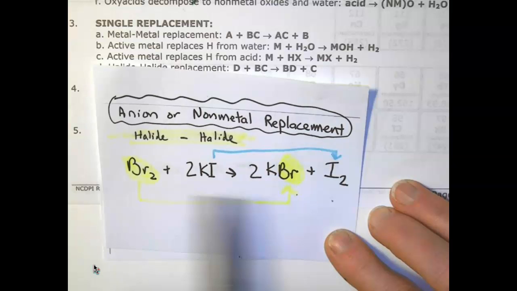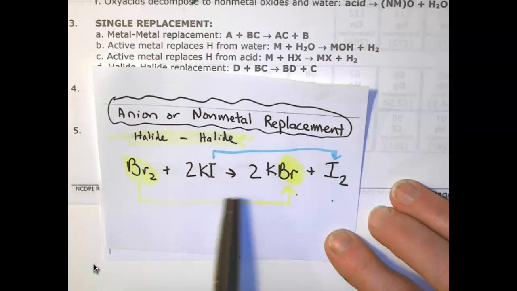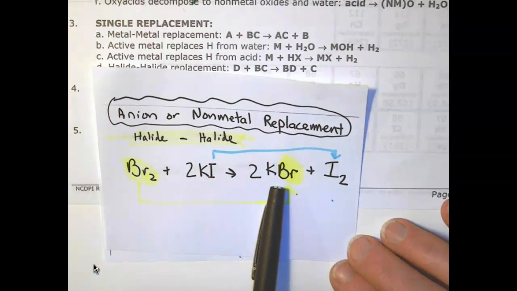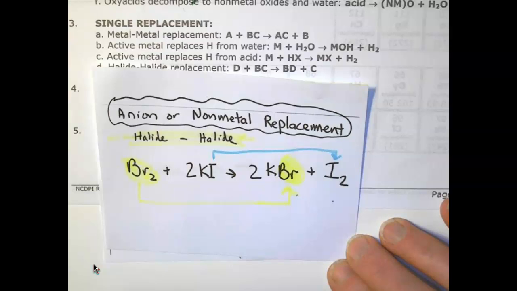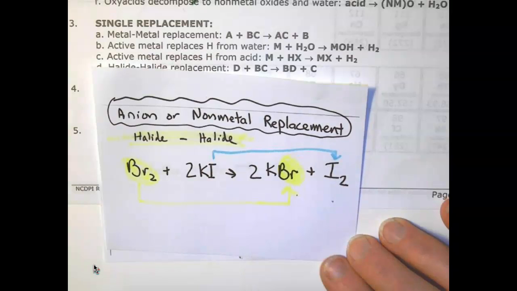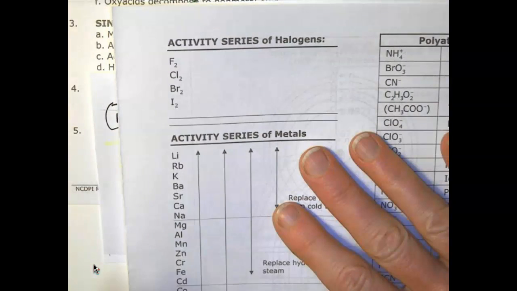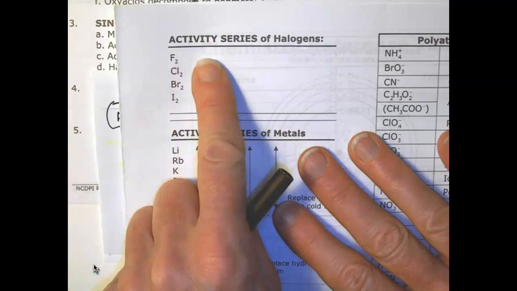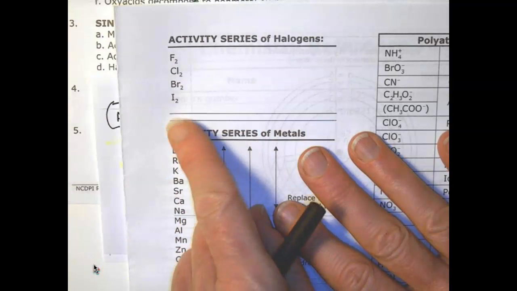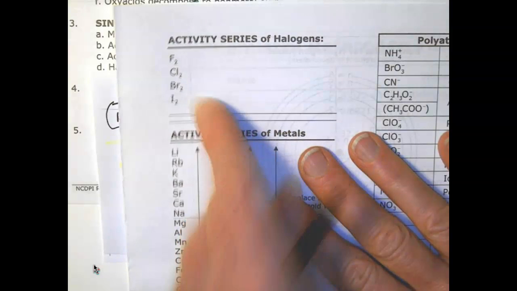You notice we don't have the same subscripts. We have broken the bonds and reformed them according to the laws of bonding, and iodine gas. The bromine can only go into the nonmetal spot. We also have to check to make sure that bromine is more active than iodine. And on page 7, we have the activity series of halogens. And the higher you are, the more reactive, and bromine is higher than iodine.